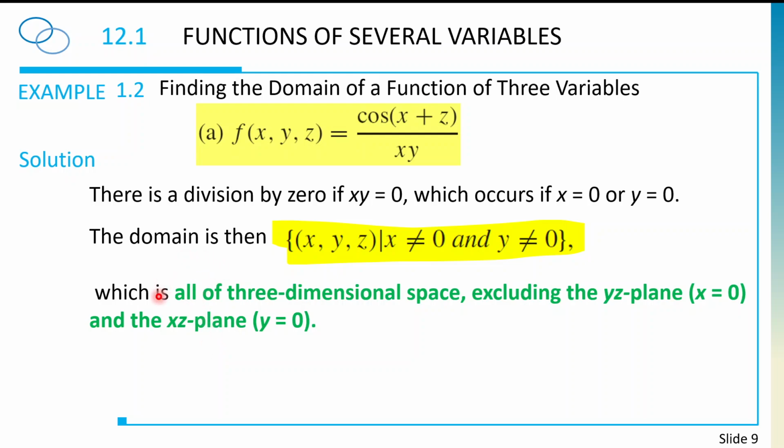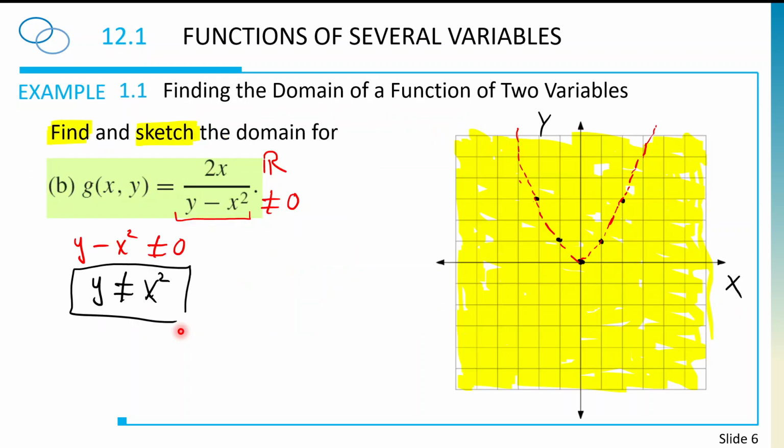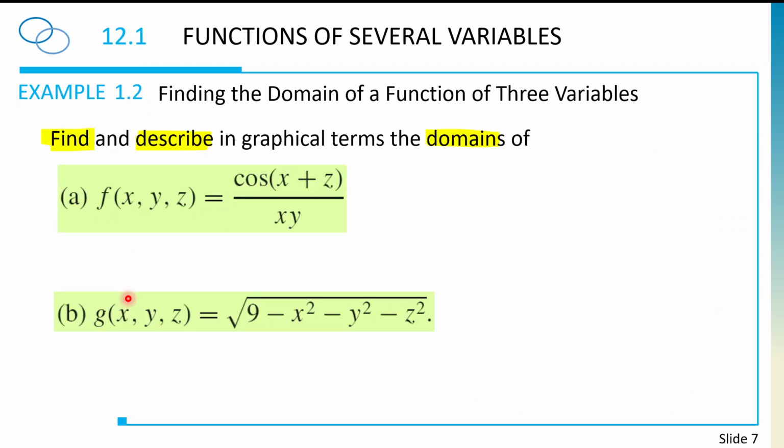So how do we describe the domain? We say that it's all the three-dimensional space excluding the yz plane and the xz plane. How do we write the domain? This way. If I need to describe it, this is what I do. If we need just to rewrite the domain in the previous questions, it's in the same format. So here we say just that x can't be equal to y squared. So it's all ordered pairs except x equals y squared.